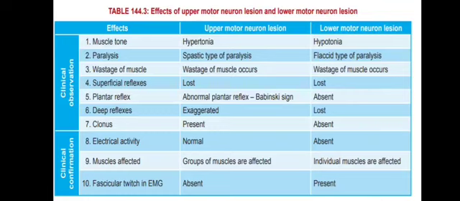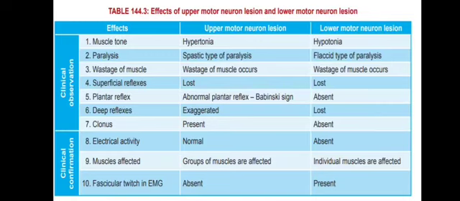The superficial reflexes are lost in both upper motor neuron lesion and lower motor neuron lesion. In the plantar reflex, we are all familiar with the Babinski sign. Here it is positive in upper motor neuron lesion, and absent in lower motor neuron lesion. Babinski sign is also known as the abnormal plantar reflex. In case of deep reflexes, in upper motor neuron lesion it is exaggerated, but in lower motor neuron lesion it is lost. Clonus formation is present in the upper motor neuron lesion and absent in lower motor neuron lesion.